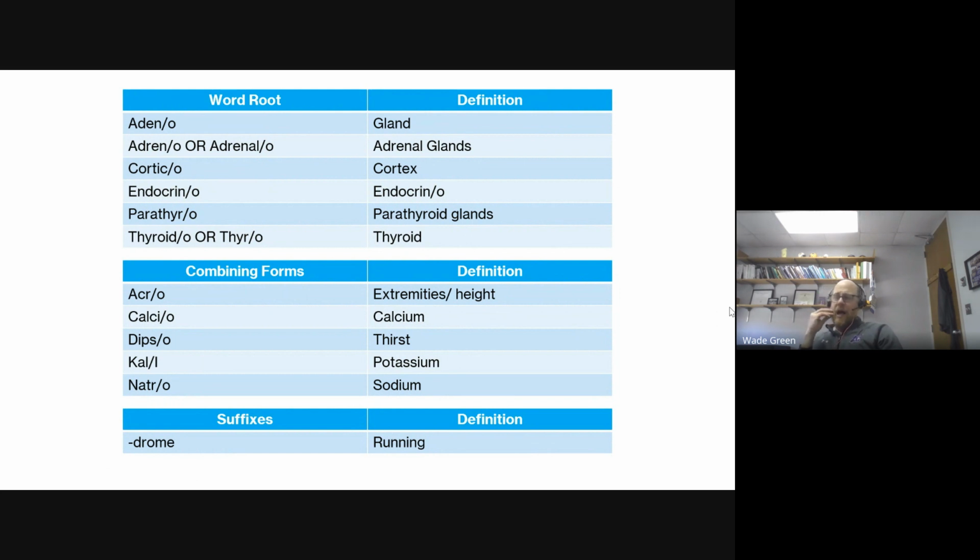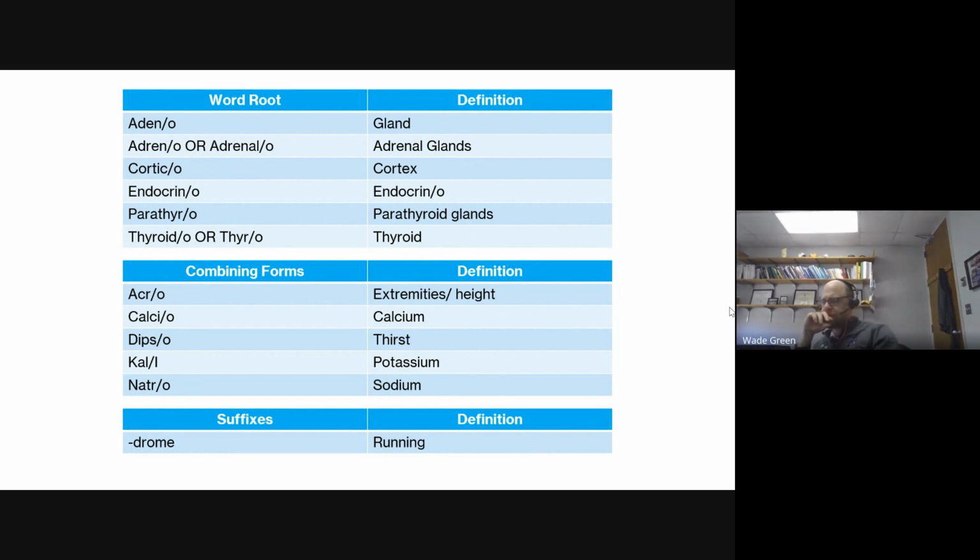So acro, this is a really important combining form. You're going to see this as relating to extremities or height. You will often see individuals that have endocrine disorders present with something called acromegaly, which is generally defined as a large stature and sometimes an enlarged jawline. So acromegaly can be a defining symptom or characteristic of many endocrine disorders.